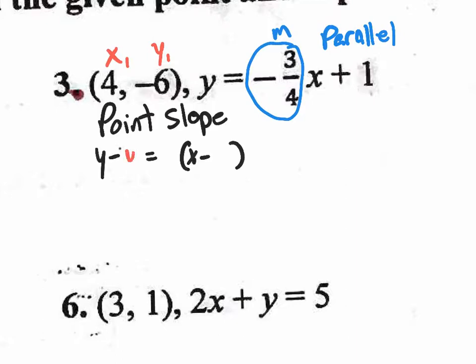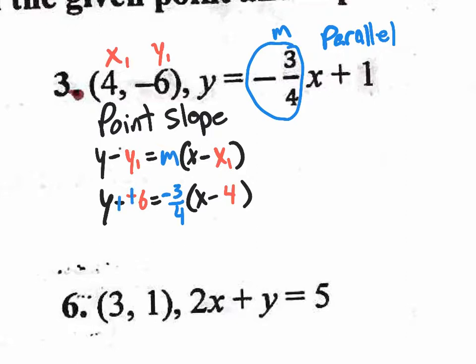Point slope form is y minus y1 equals m parenthesis x minus x1. And let's plug it all in with the blank spots. And of course, when we plug in our values, our y1 value is negative 6, our x1 value is positive 4, our m value is negative 3/4. So there's our point slope form equation, but we still need to change it to slope intercept because they're asking for slope intercept. Okay? So you're going to have to change the minus minus to plus plus.